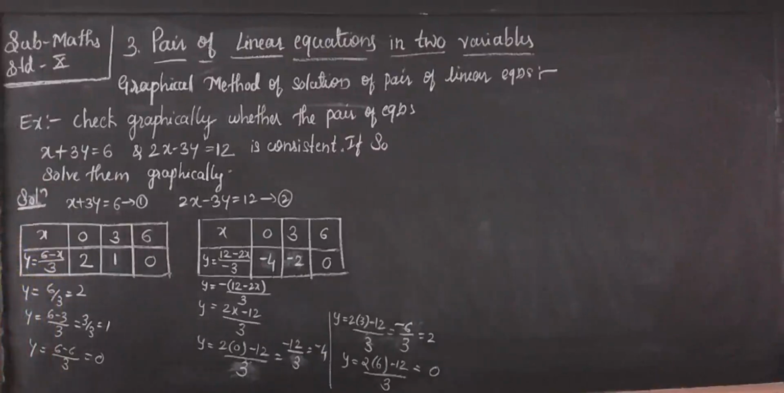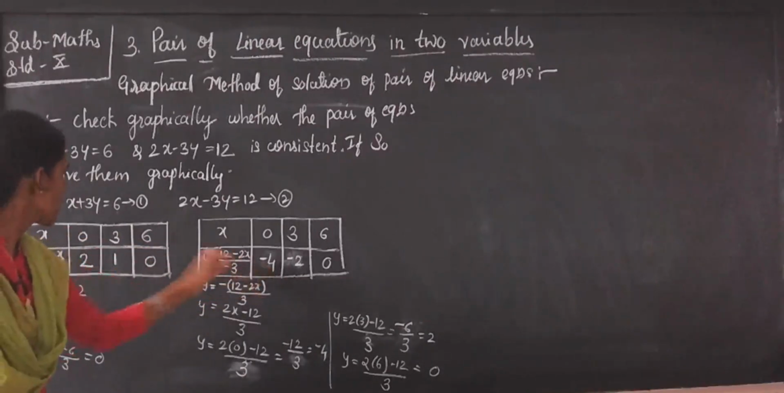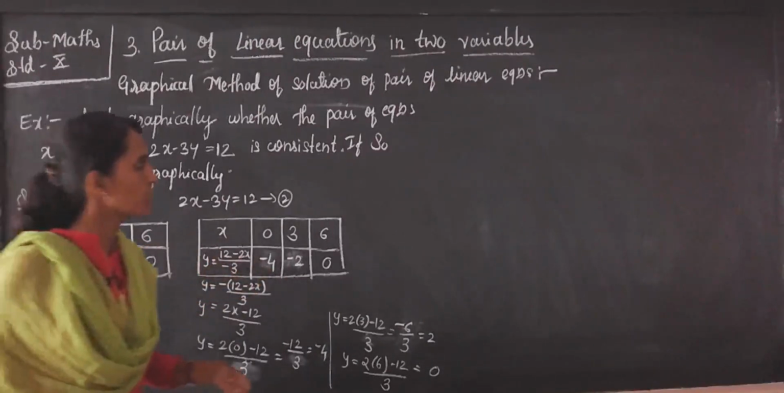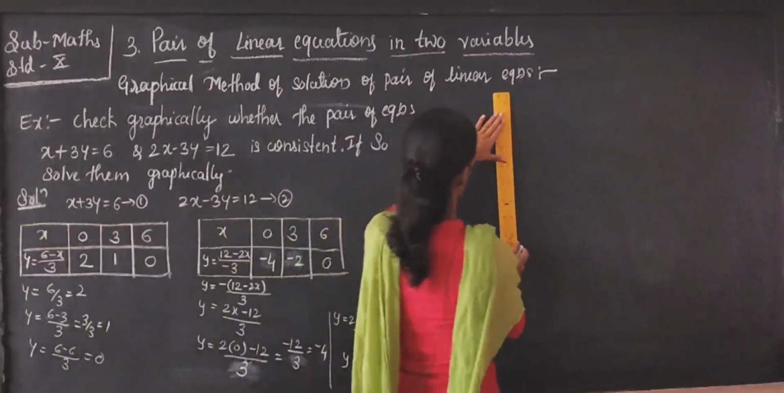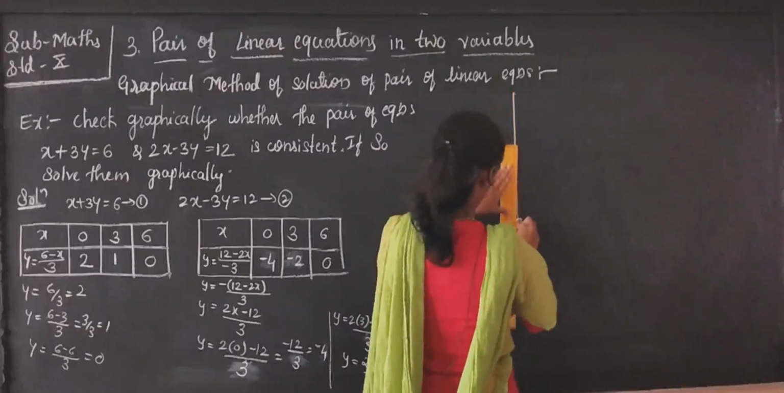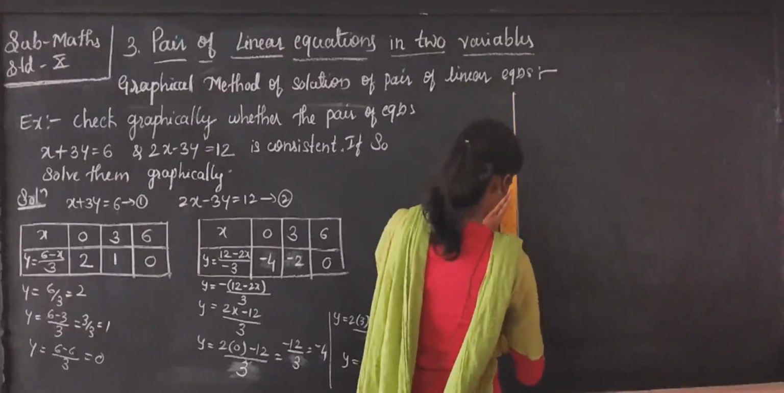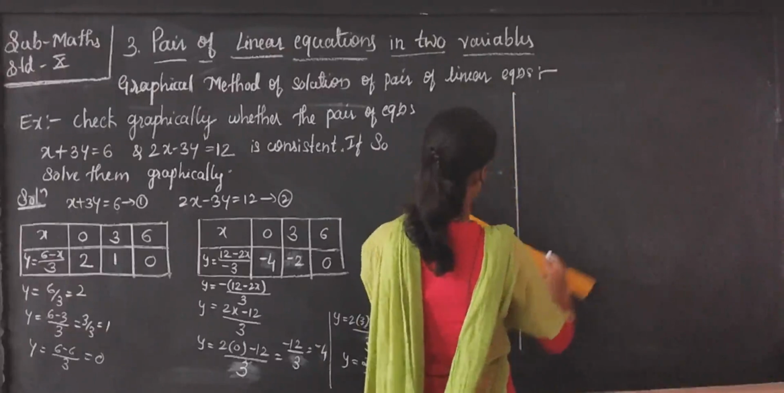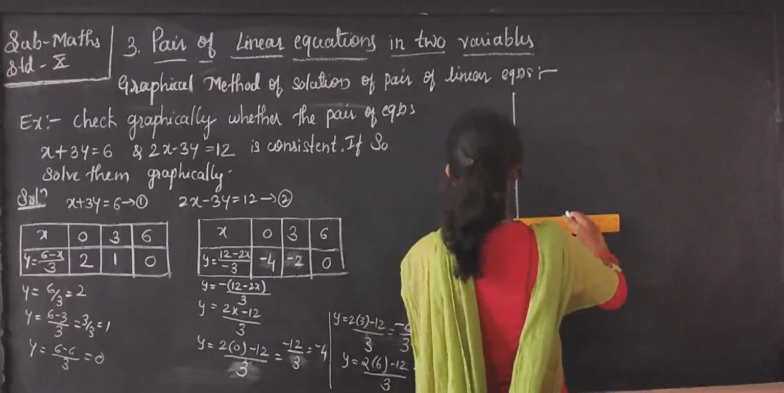So these equations we have to represent graphically here. So check out. Here the maximum x value is 6, and the y values are minus 4 and plus 2. So like that you have to draw the scale here. This time both negative and positive values are there. Negative minus 4 is there.